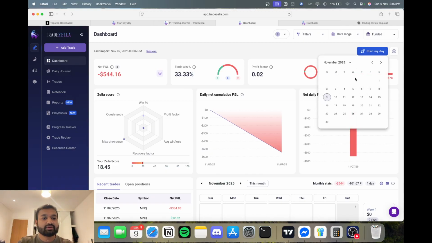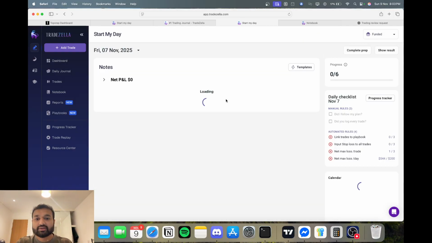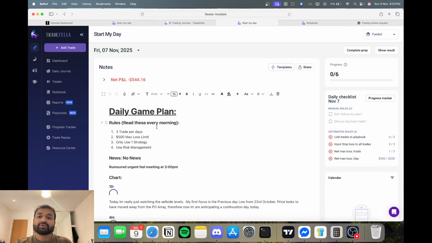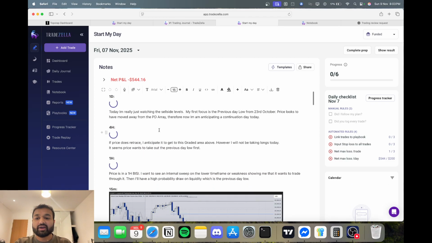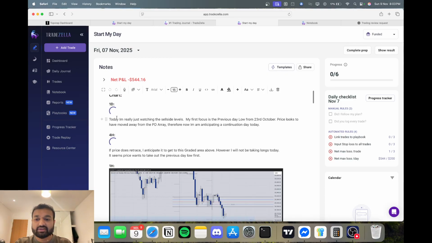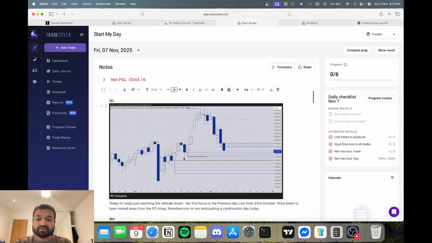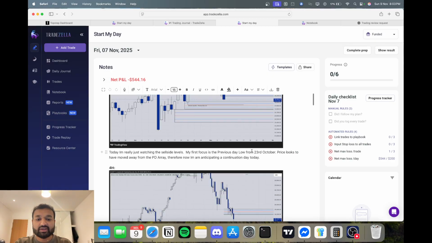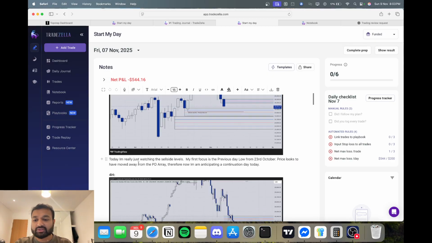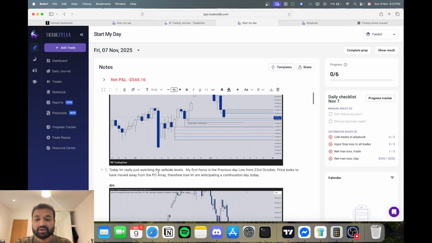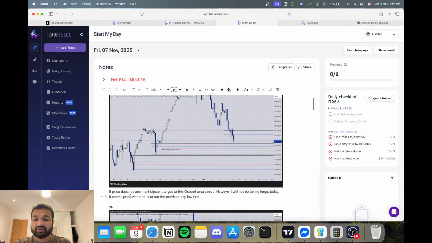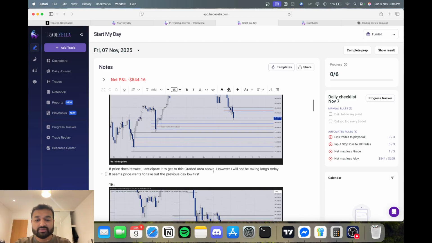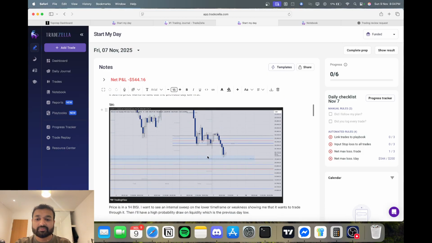So my plan starts on Friday. Every day I document a pre-market game plan, and in my pre-market game plan I had the correct bias. I said today I'm really just watching sell side levels. My first focus is previous day low from October 23rd. Price looks to have moved away from the PD array, therefore now I'm anticipating continuation. I just wanted to see a continuation lower. 4 hour, same thing, anticipate a continuation lower towards this graded area.